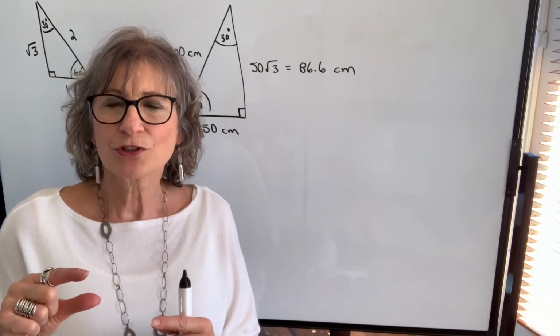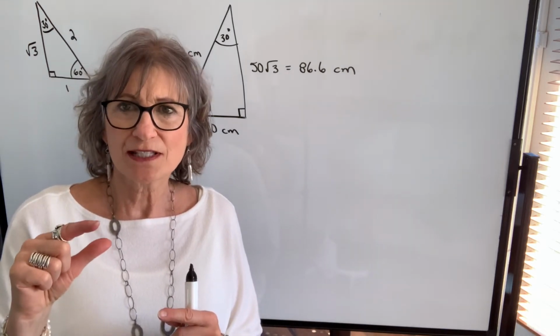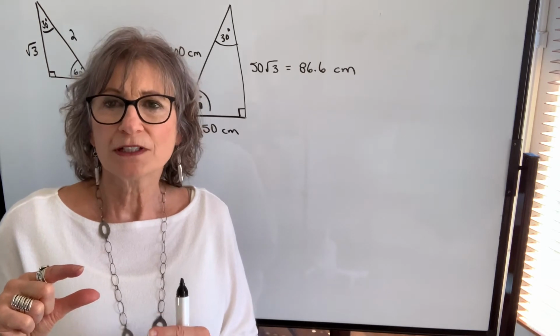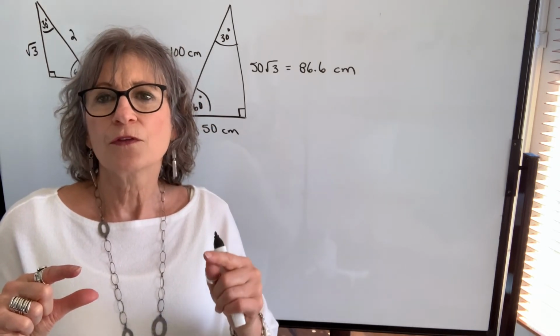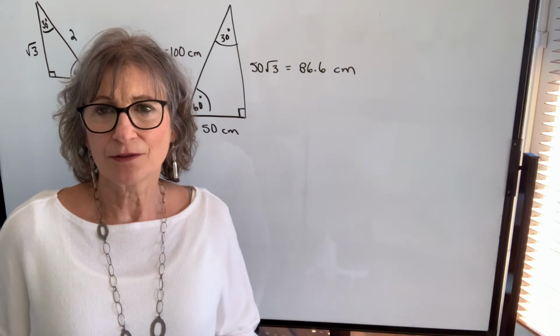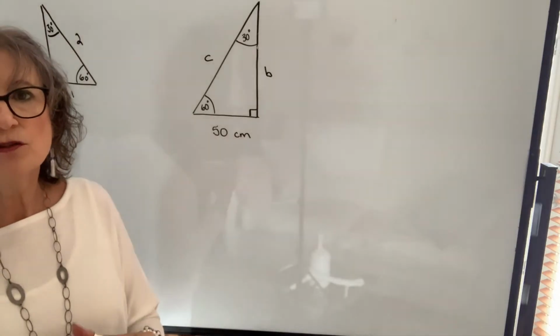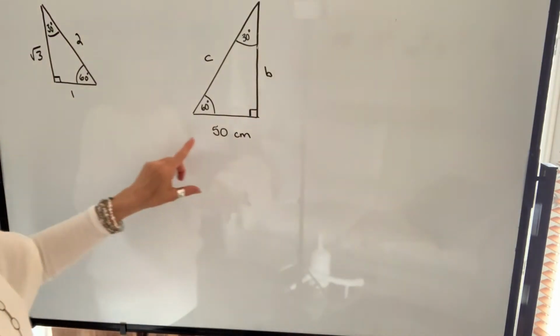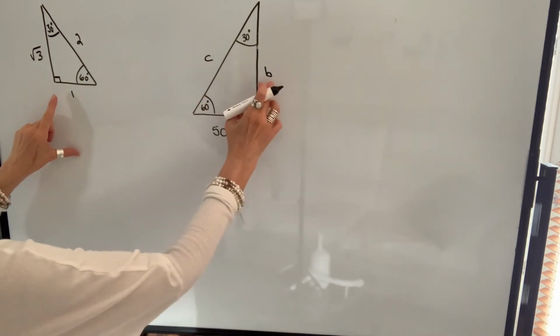And when you have similar triangles, the ratio of two sides in one triangle will be equivalent to the ratio of the corresponding sides in the other triangle. So let's try it again using the concept of similar triangles. And I'm going to start by finding length B.